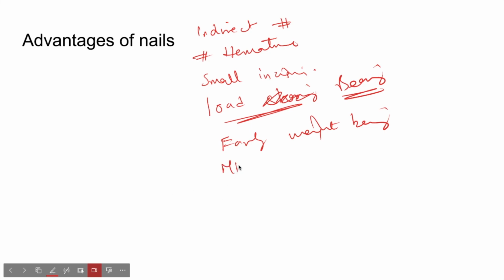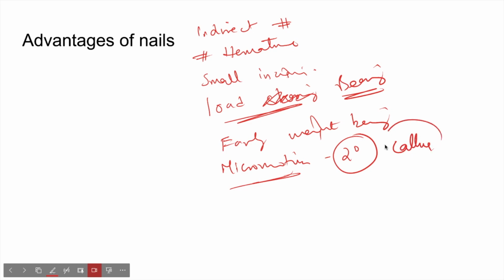There is some micromotion at the fracture site. This aids in fracture union by secondary intention. That is, there is some callus formation, as we all know. So it produces relative stability. Relative stability produces strain of 2 to 10%, and therefore you can have callus formation and fracture union occurs.